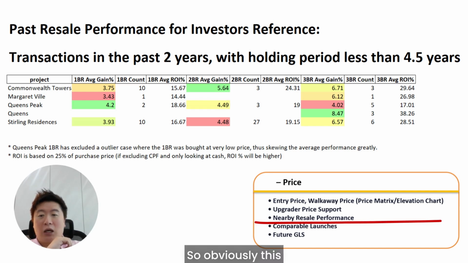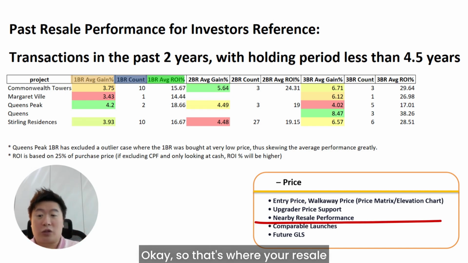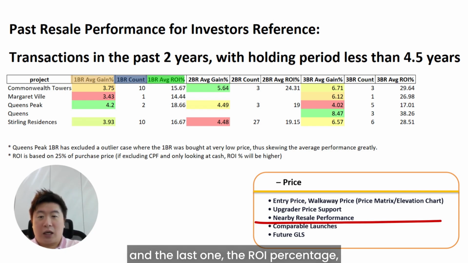Okay. So obviously this is the annualized gain. I also have a figure here, which is the ROI percentage and count. Count is obviously the number of transactions. So that's where your resale transaction velocity comes in, because we have so many. These are the number of transactions that we have, and the last one, the ROI percentage.